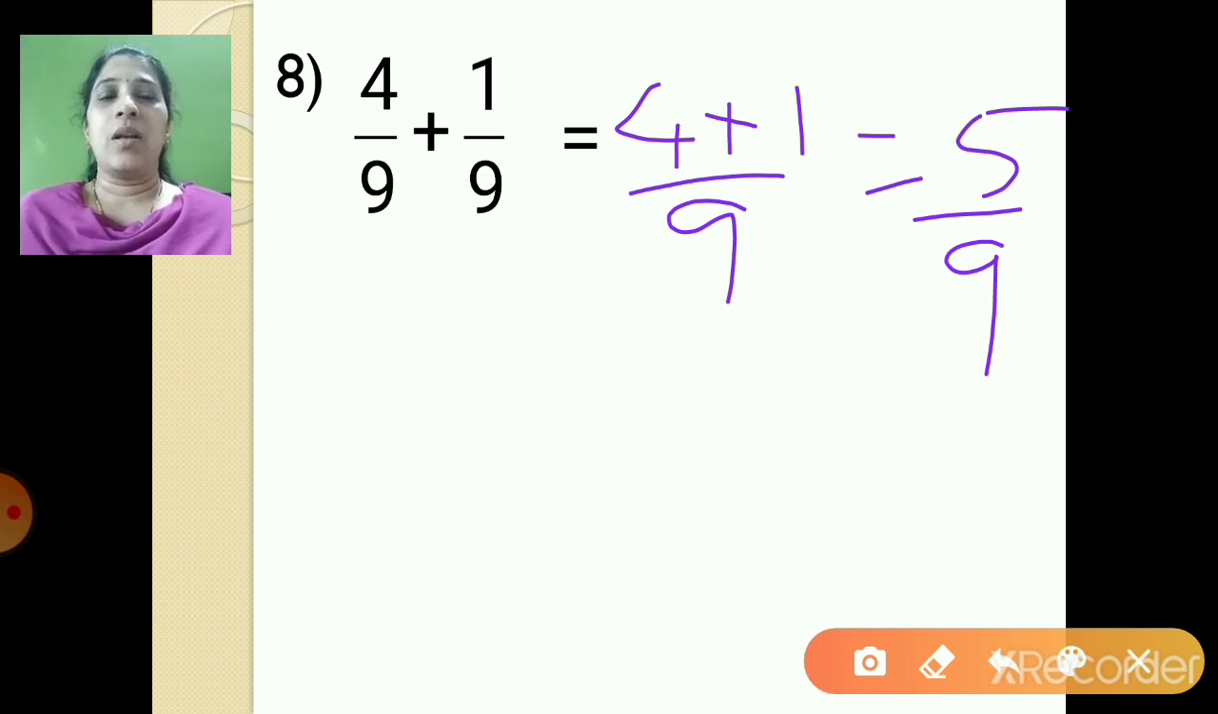So students, with this we finish problem set 20. So students, in today's session we solved problem set 19, that is comparison of like and unlike fractions, and then we saw the addition of like fractions, and we completed solving problem set 20, right? So in the next session we'll see addition of unlike fractions.